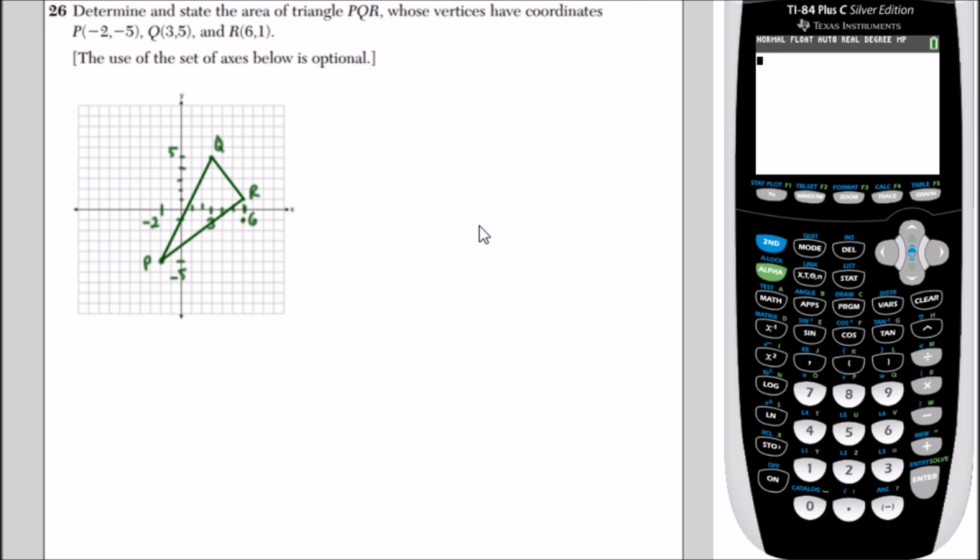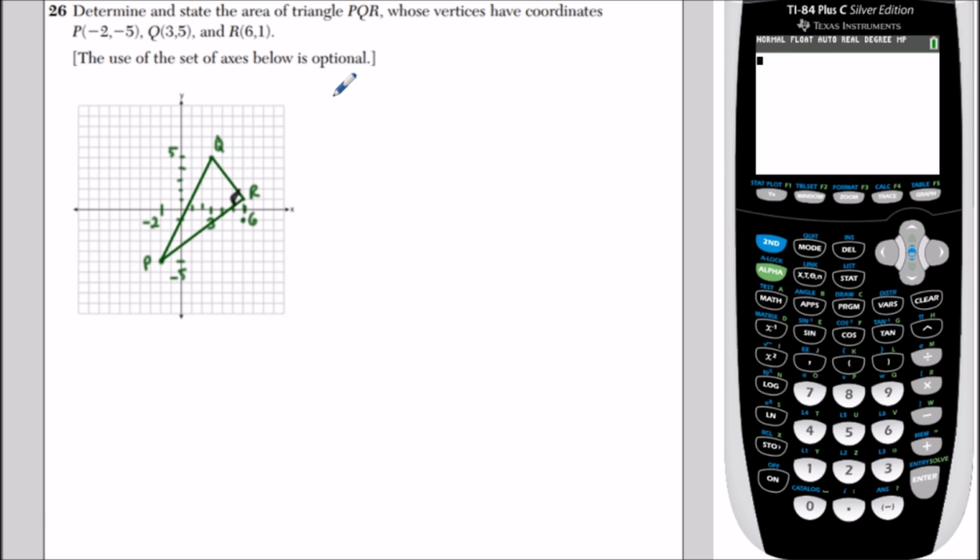Now for question 26, we want to determine the area of triangle PQR, and it has vertices shown here. So my advice, it makes a lot of sense in questions like this to plot them, because it brings the question to life and gives you a better idea of what to do. So in this situation, if we look at the diagram, these lines PR and QR are perpendicular. So since they're perpendicular, we could just find the length of PR and QR and then use area equals 1/2 base times height.